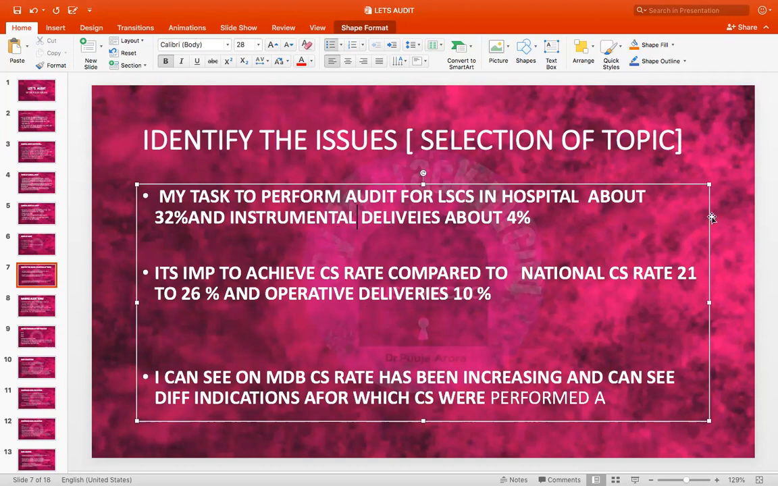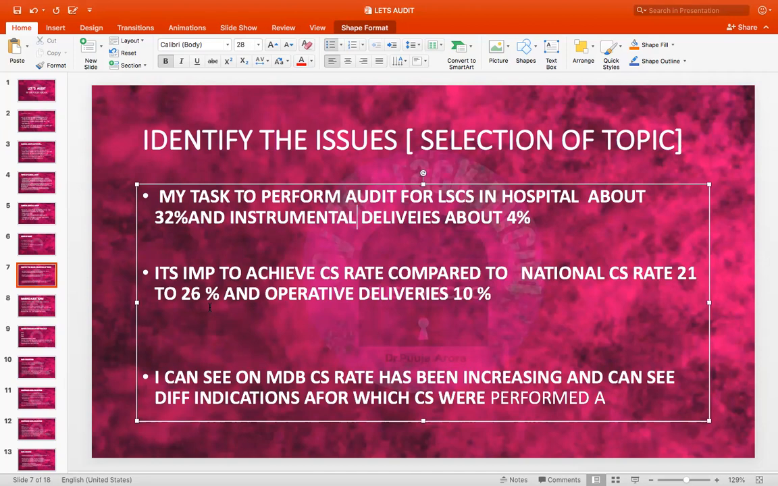Why it is important to see: it's not that you are going to do an audit for every other topic. No, that topic has to have some relevance. That topic has to have something very important which needs to improve. Like LSCS, normally what is the national cesarean rate in the UK? That is 21 to 26%. That is, of 4 women going into labor, they are okay if 1 woman has a cesarean and 3 women should deliver normally. So it is approximately 25%.